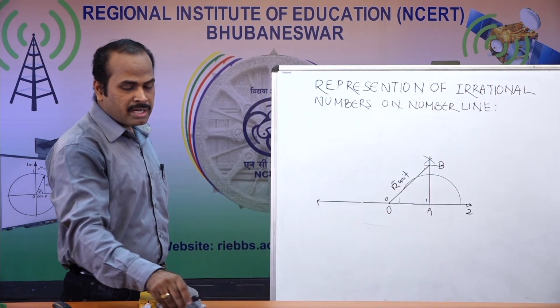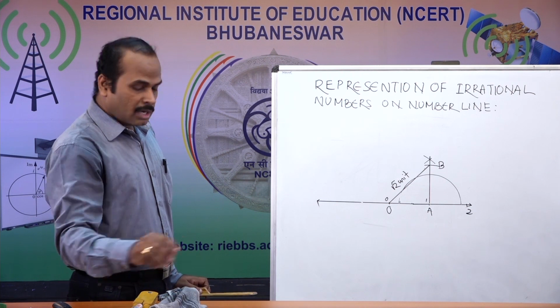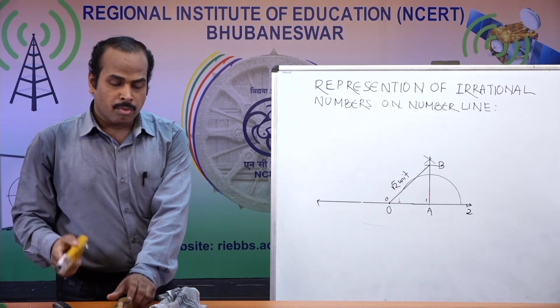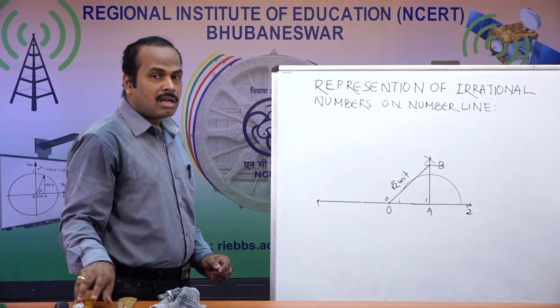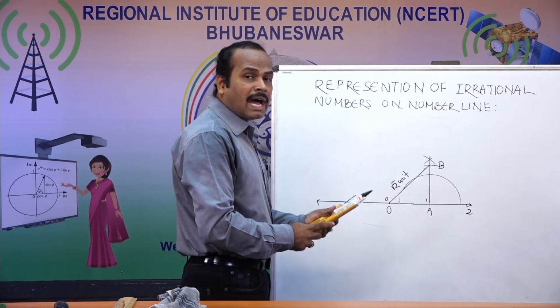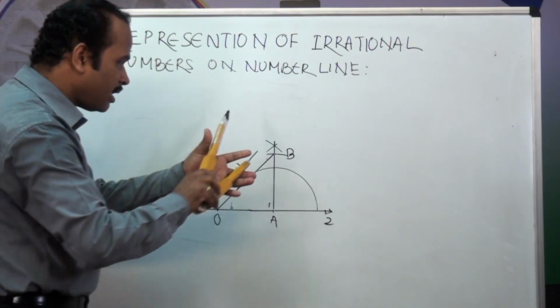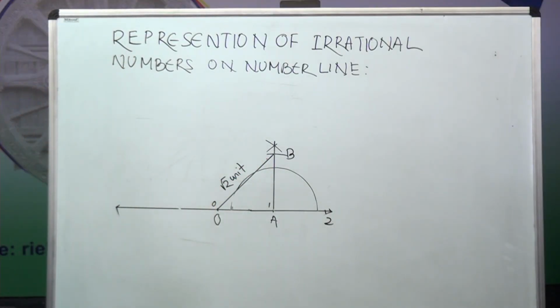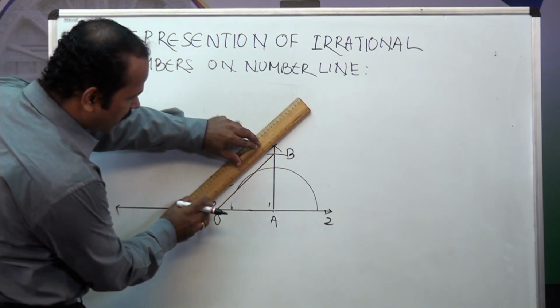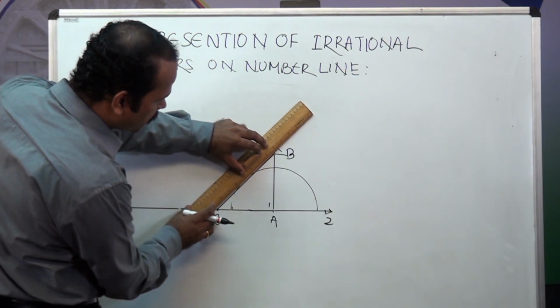Now √2 unit I have already taken. Now with this √2 unit, let me find one more right angle and I will draw another line. So at this point, let me extend this line a little more so that it will be easy for me to construct.